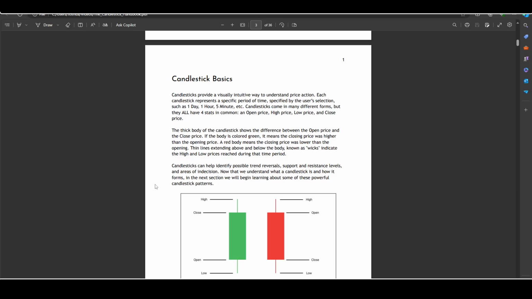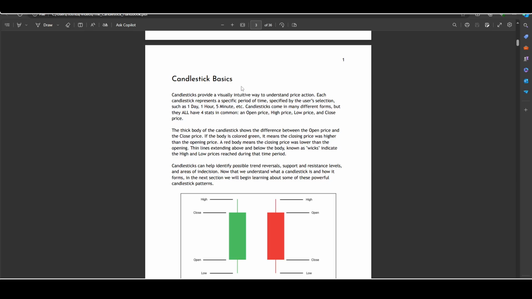This is really important because as long as you understand this is the open, this is the low, this is the close, this is the high, and this is the direction it's going, it's very helpful when looking at multiple candlestick patterns, or just a chart that has a lot of candlesticks. But let's get into this.